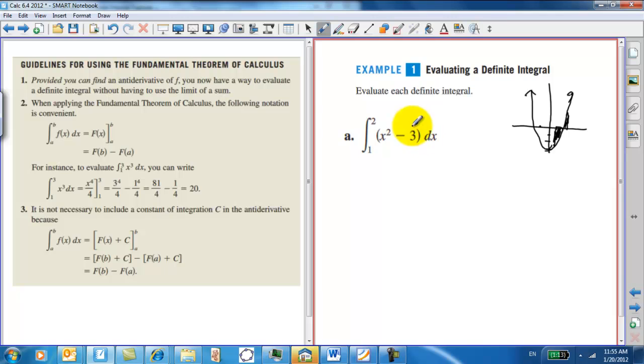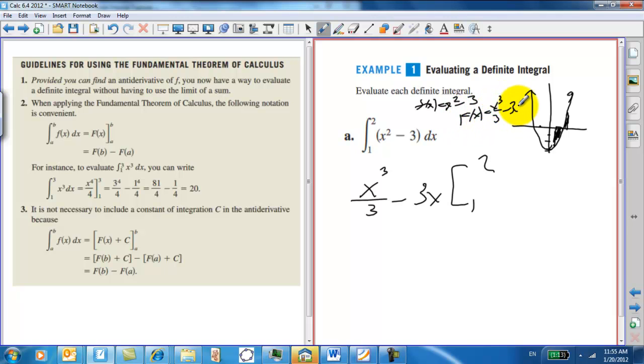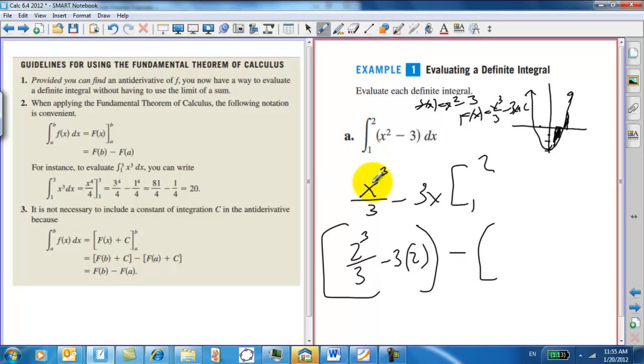So first we take the antiderivative of what's inside here. We crank up the power, x cubed over 3 minus 3x, and we evaluate that from 1 to 2. That's what we mean by the antiderivative. So in this case, f of x was x squared minus 3, but the antiderivative big F of x is x cubed over 3 minus 3x plus some constant. So we put 2 in, 2 cubed over 3 minus 3 times 2, and then we subtract from that what we get when we put 1 in. 1 cubed over 3 minus 3 times 1. That's how you evaluate the antiderivative.